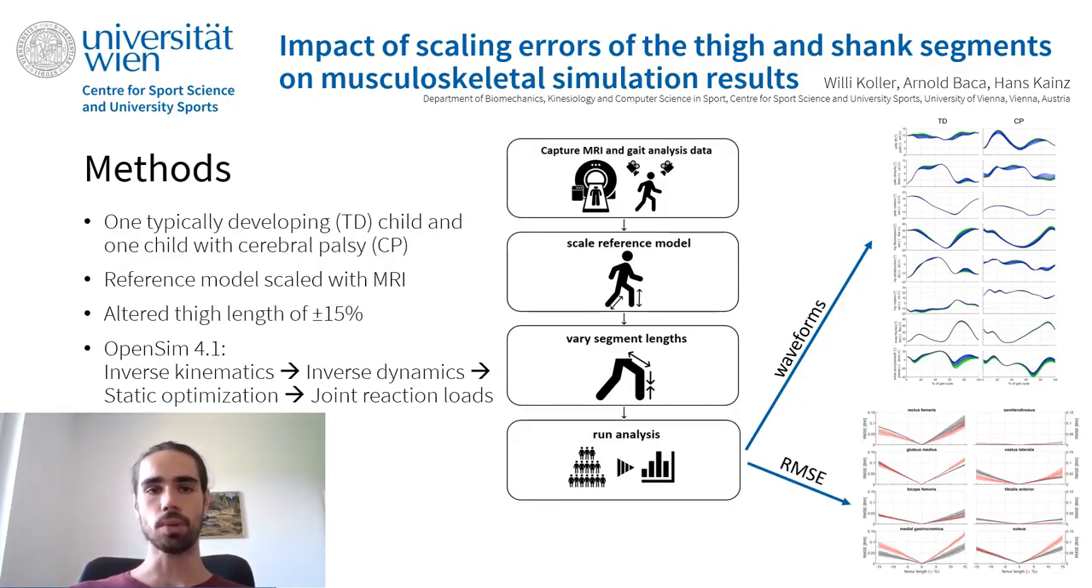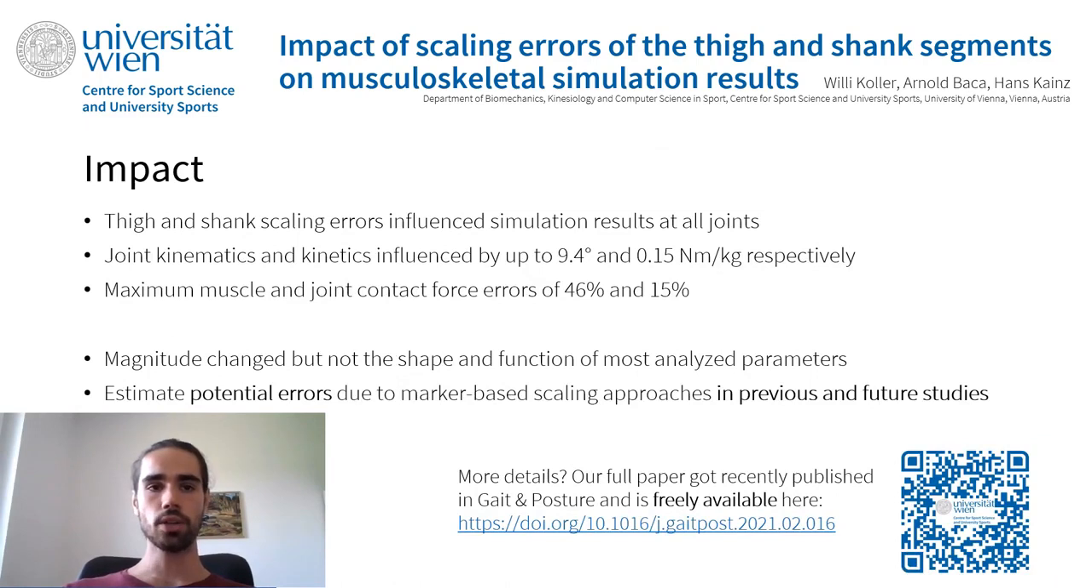on each output parameter. Our findings showed maximum errors in joint kinematics of almost 10 degrees for the hip flexion angle. The impact on joint moments was rather small, with a maximum divergence of 0.15 Newton meter per kilogram for the knee flexion moment. Muscle forces varied up to 46%, and the hip joint contact forces were increased by almost 15%. Our findings showed that the impact of scaling errors on simulation results is similar for pathological and typical gait.